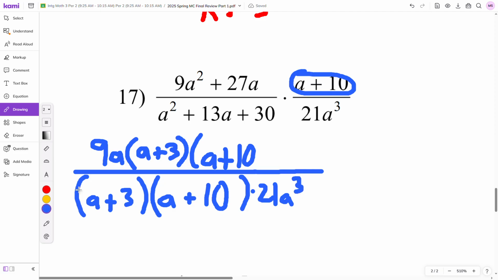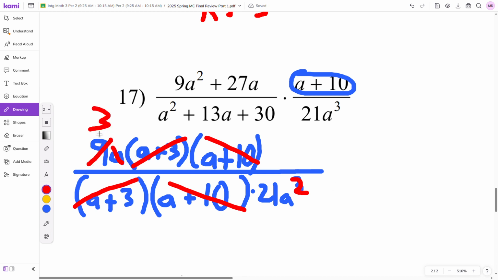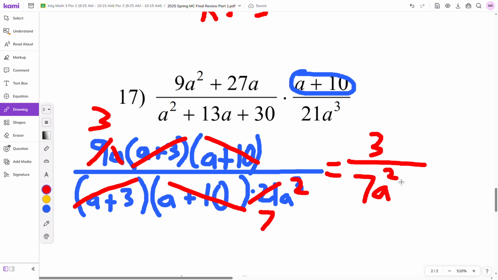cubed. Let's see what we can cancel. This is the same as this. Oh, I didn't finish that. And this is the same as this. If I divide both by a, this will be a squared. If I divide both by 3, this is going to be 3 over 7. So the answer is 3 over 7a squared. How about that?